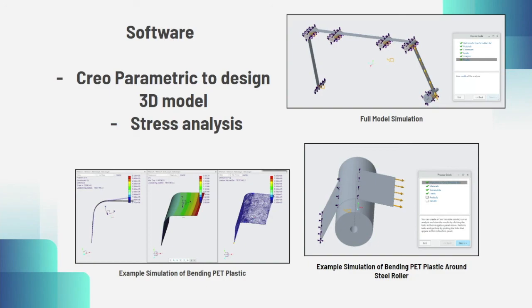The simulation of bending PET plastic shown in the figure shows how a section of PET bends around a steel roller under the applied load. In the case of the full model simulation, it was shown that the plastic performed comparably to the calculations completed at the beginning of this project.